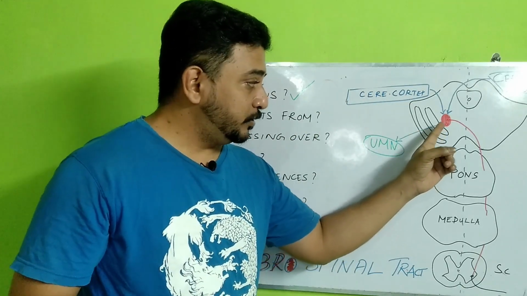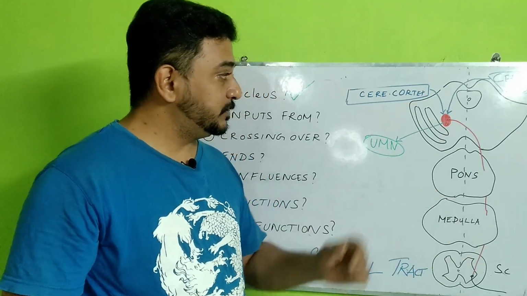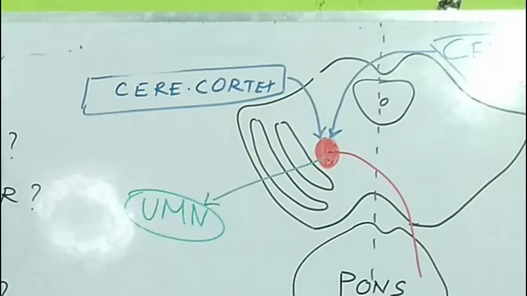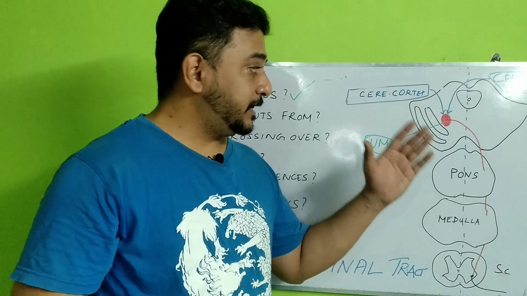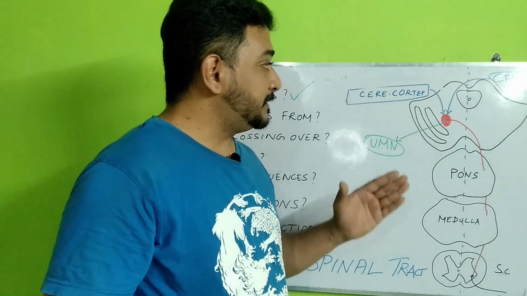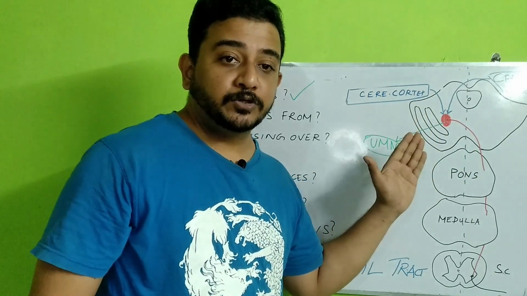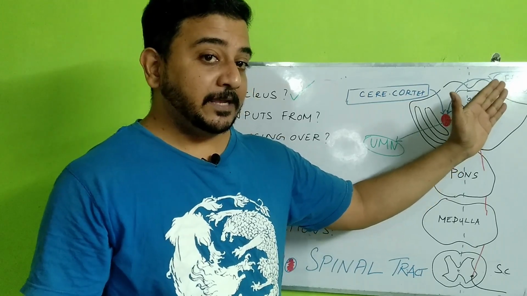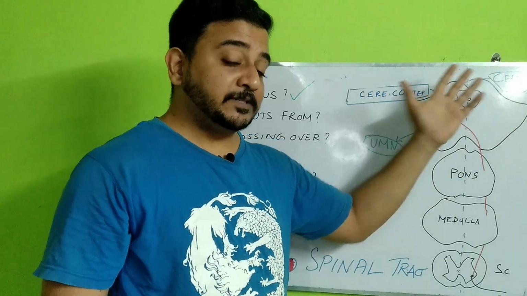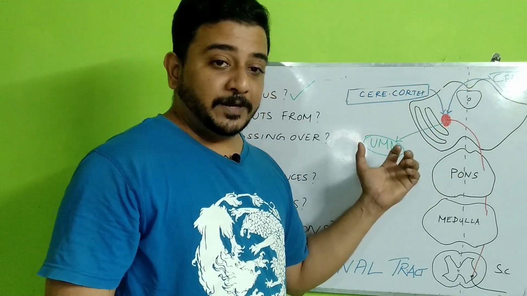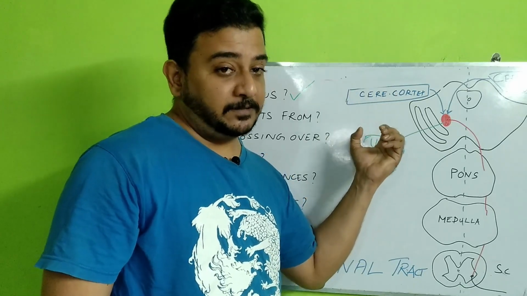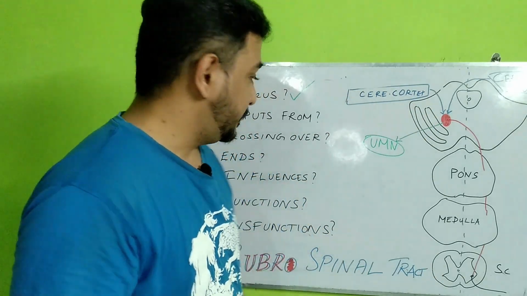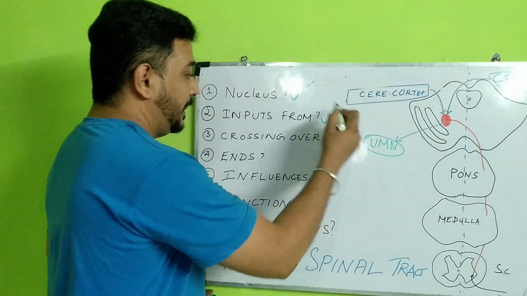This rubrospinal tract receives inputs from the same side cerebral cortex and the opposite side cerebellum. This has to be remembered. That's why we call it a crossed cerebellar input to the rubrospinal tract. So the opposite side cerebellum sends information to the rubrospinal tract, and the same side cerebral cortex, the motor cortex, sends information to the rubrospinal tract. So the second question is also answered.